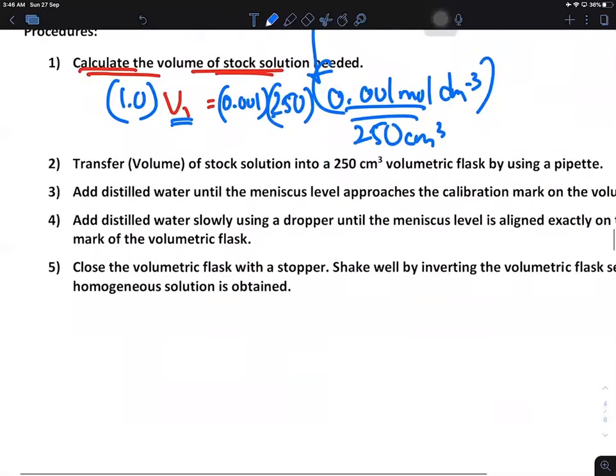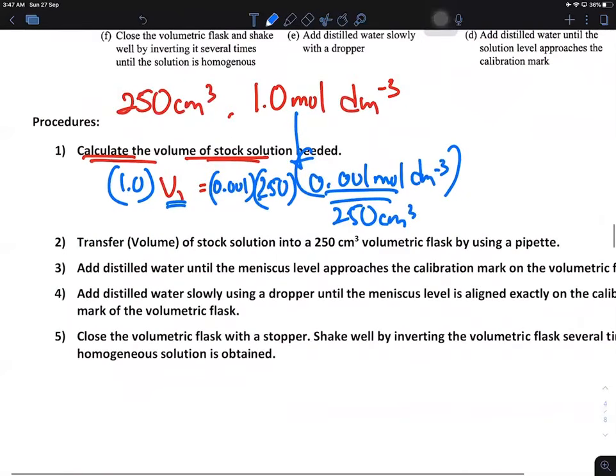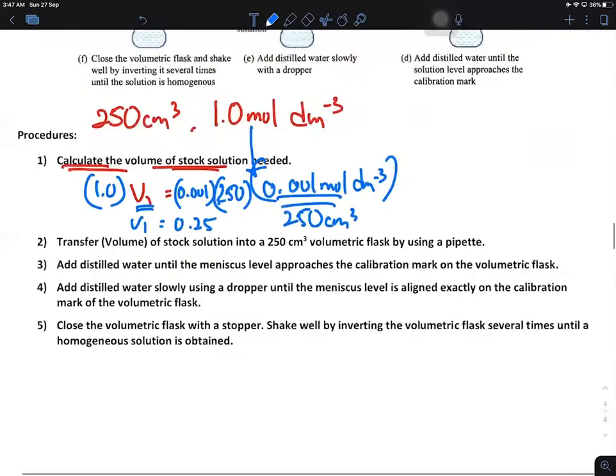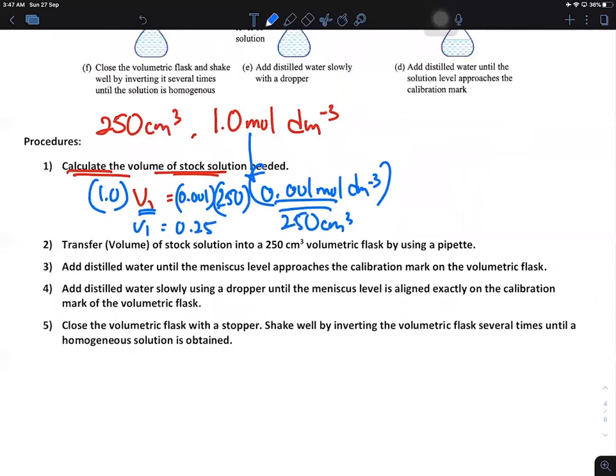Okay. We calculate. So V1 equals 0.001 times 250 divided by 1. 0.25. Is 0.25 correct or not? Wait a second. 1.0 mole, 0.01. How come so small? Okay, actually it's correct.